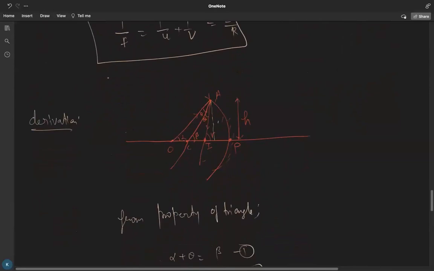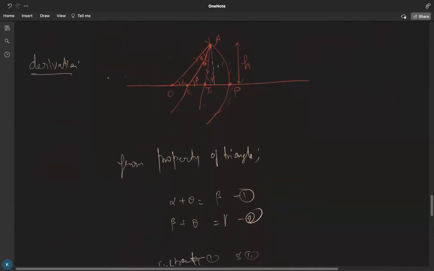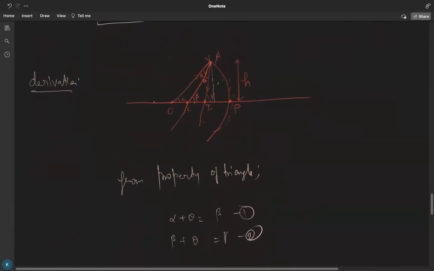Whenever I give you a formula, its derivation is also important. Let us suppose there is a real object, and I'm considering a concave mirror. You can also do it for the convex mirror, as the same concept applies there. I'm considering an angle alpha between the incident ray and the principal axis. Similarly, the angle beta is between the principal axis and the line joining C and A, and the angle gamma is between the principal axis and the line joining the image to A.